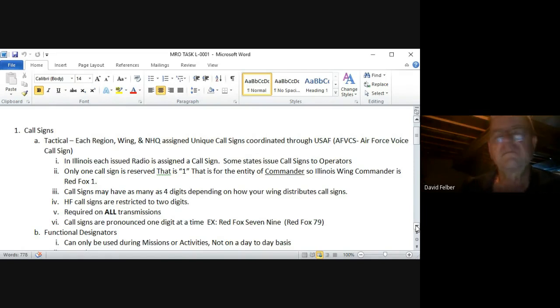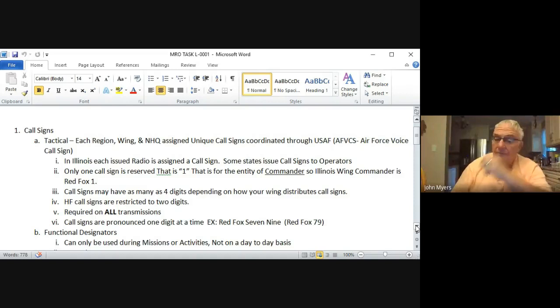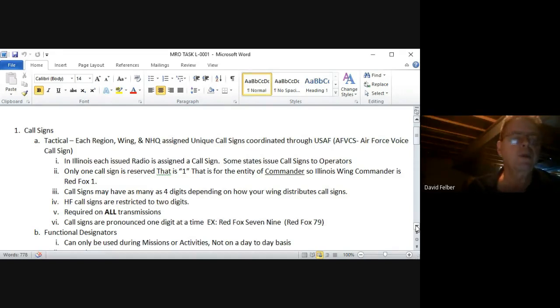Can anyone tell me what the collective call sign is for Illinois? Red Fox. Thank you. You have Red Fox. If you hear a station with a Red Fox call sign, you know they're from Illinois wing. Can anyone tell me what the collective call sign is for the Great Lakes region? Blue Lakes. If you hear a station with a call sign Blue Lakes, that station is assigned a call sign through the region.